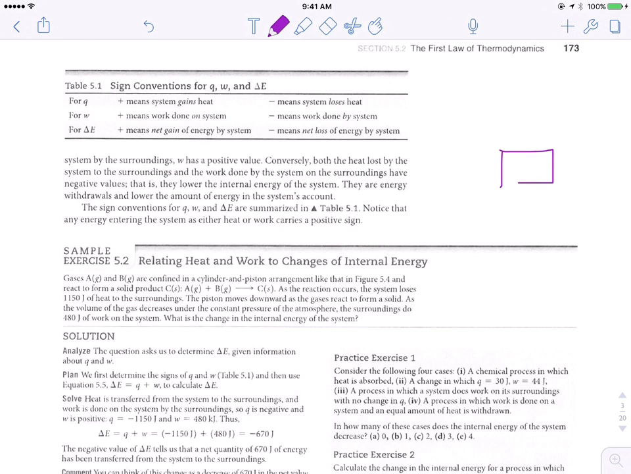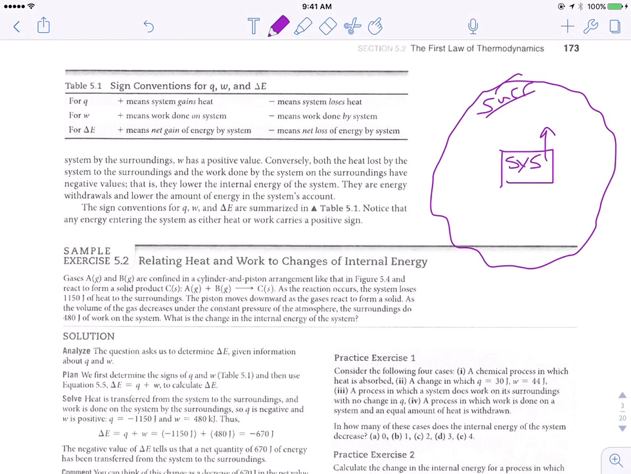If I have a system here, energy leaves the system into the surroundings. Surroundings are around it. It includes everything. I have energy leaving it. This is going out of the system. We call that a negative sign. We always have the system as its reference. If we have energy going into the system, we refer to that as the positive sign.